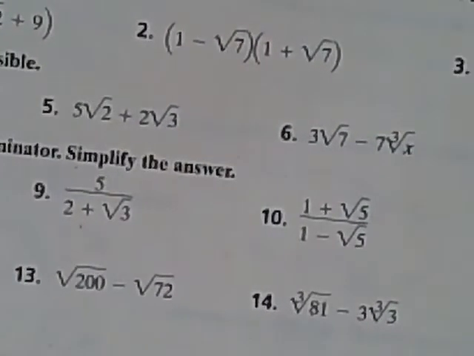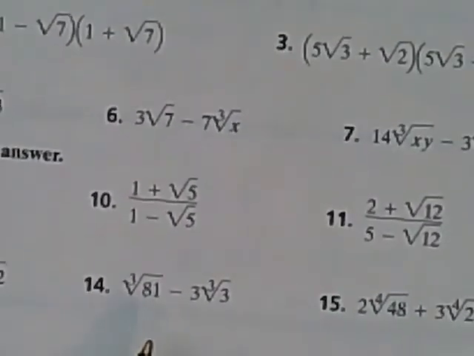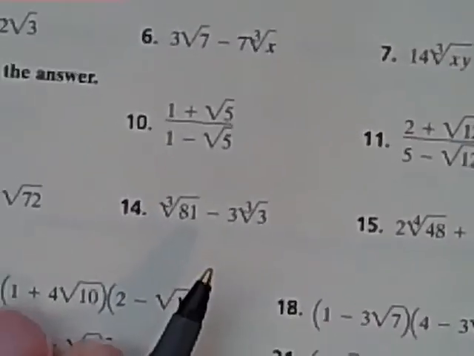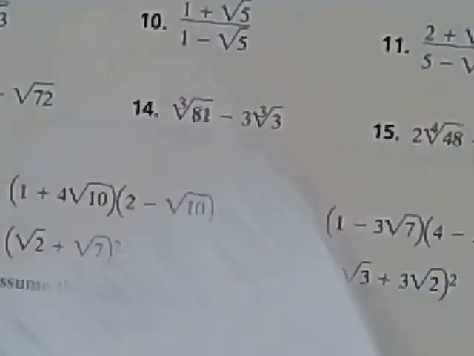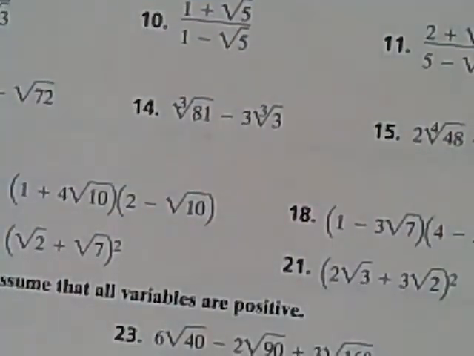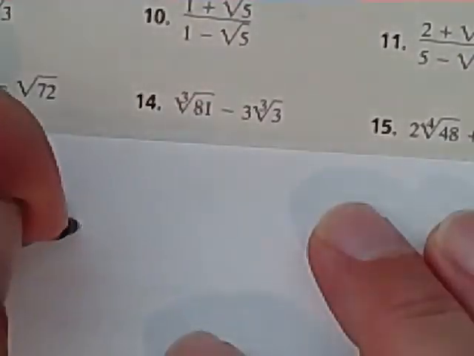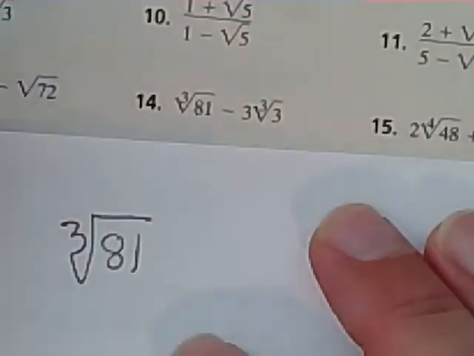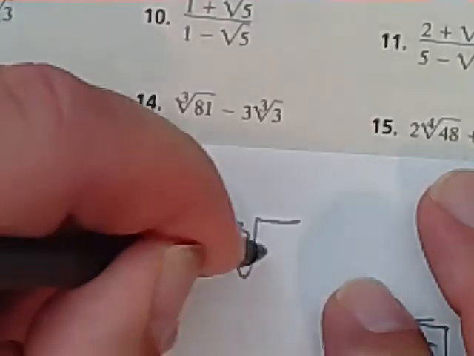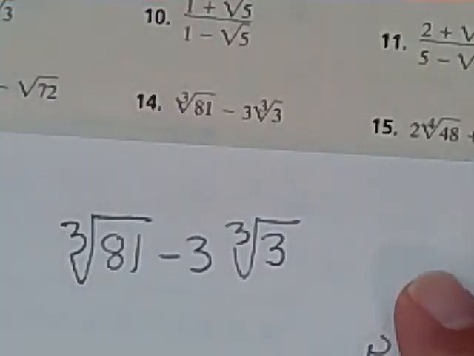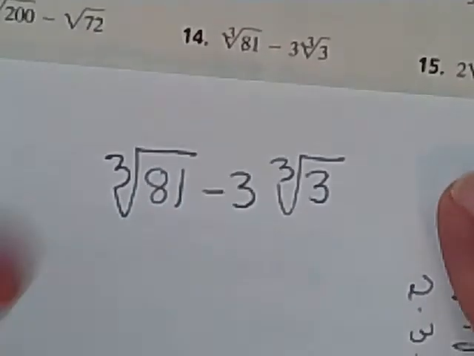Let's do something more interesting, huh? I'm looking at number 14. 14 looks interesting. 14 says, simplify the cube root of 81 minus 3 times the cube root of 3. Simplify. Okay, here we go.